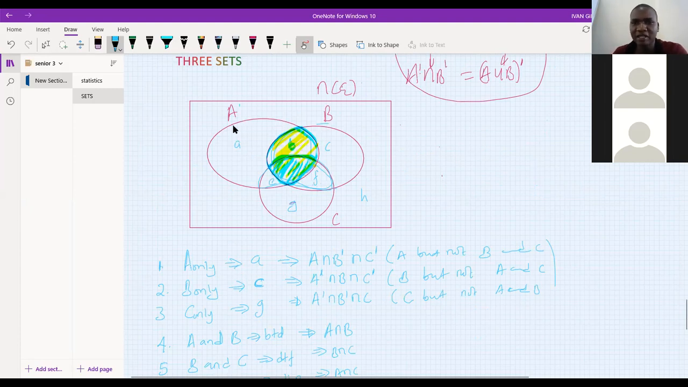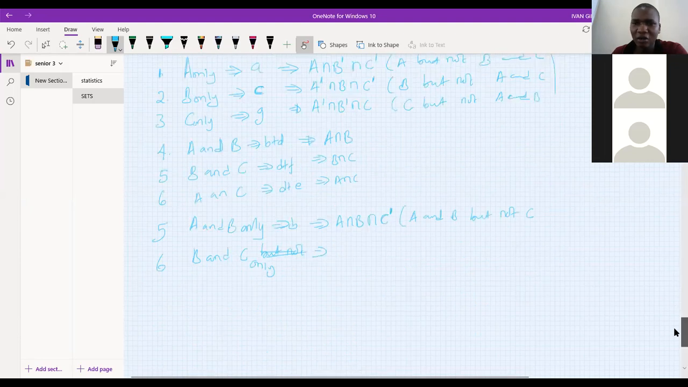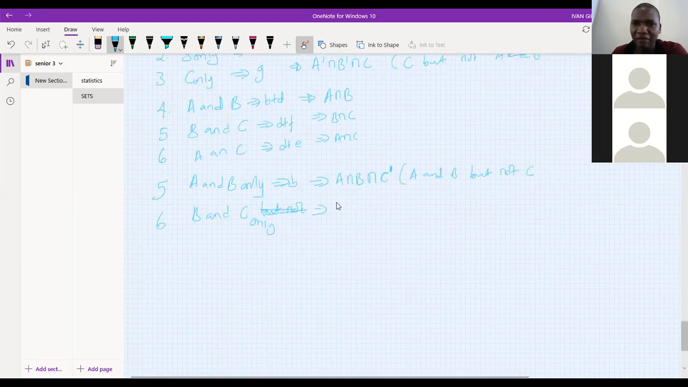The whole set of A is this one. It is also extending into B and C. So we remove everything and remain with F. So B and C only will have F. And writing it in set notation, it is A complement intersection B intersection C. In words we say B and C, but not A.